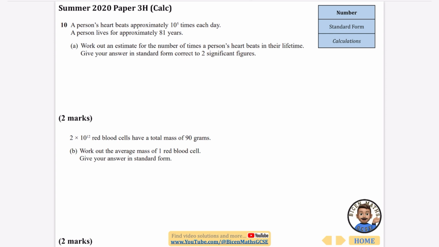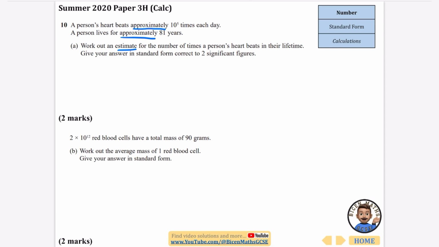Okay, we've got another calculator one. A person's heart will beat approximately 10 to the 5 times each day. A person lives for approximately 81 years. Work out an estimate for the number of times a person's heart beats in their lifetime. Give your answer in standard form, correct to 2 significant figures. Now, because it's an estimate, you actually are allowed to do some rounding here. But I think the reason they're saying it's an estimate is because of these approximate things. So let's try and find out how many times their heart is going to beat.